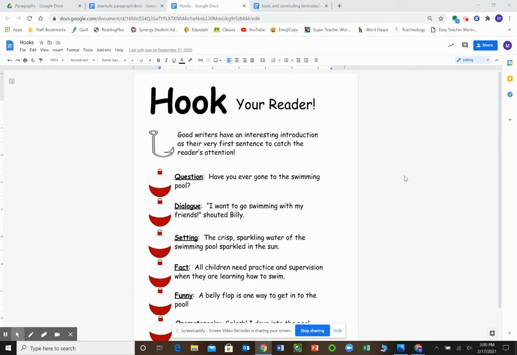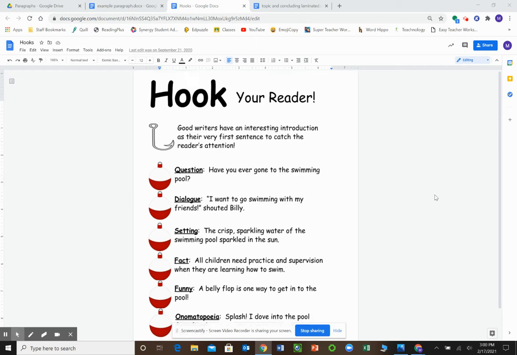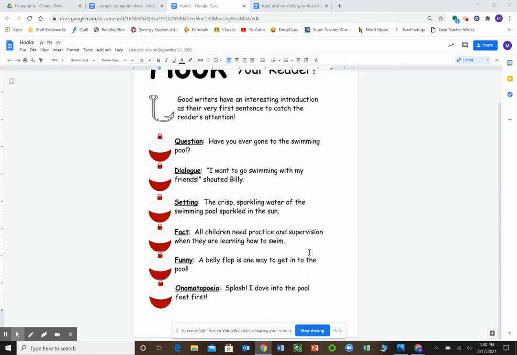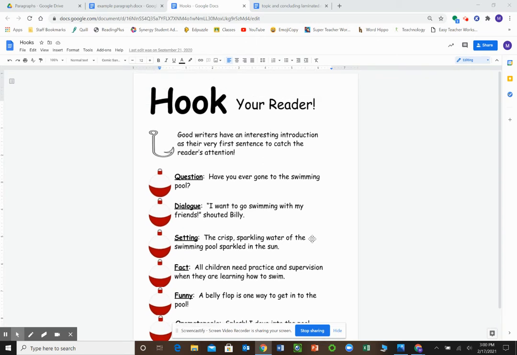You can also start with dialogue, especially if you're going to be having conversation within that paragraph, or with a setting or the fact or something funny, or that onomatopoeia, one of those fun words where you could start with a word that means a sound, like splash, I dove into the pool feet first. Okay, so the hooks are how you get your reader interested. And this is, again, something that you went over yesterday.